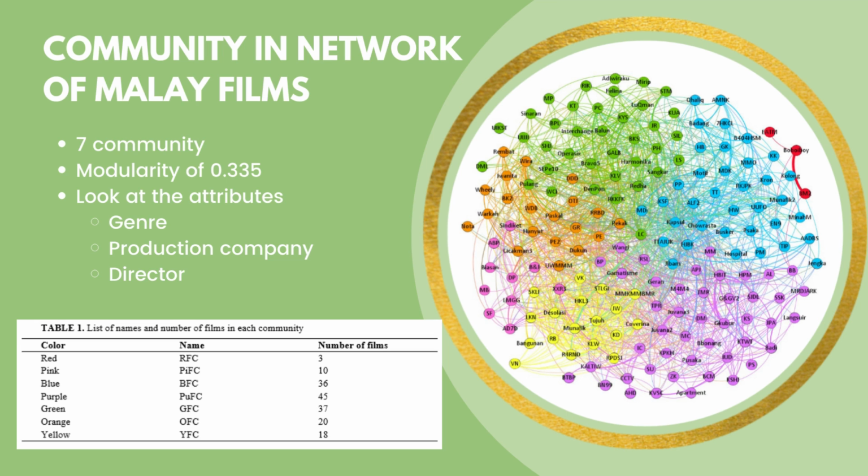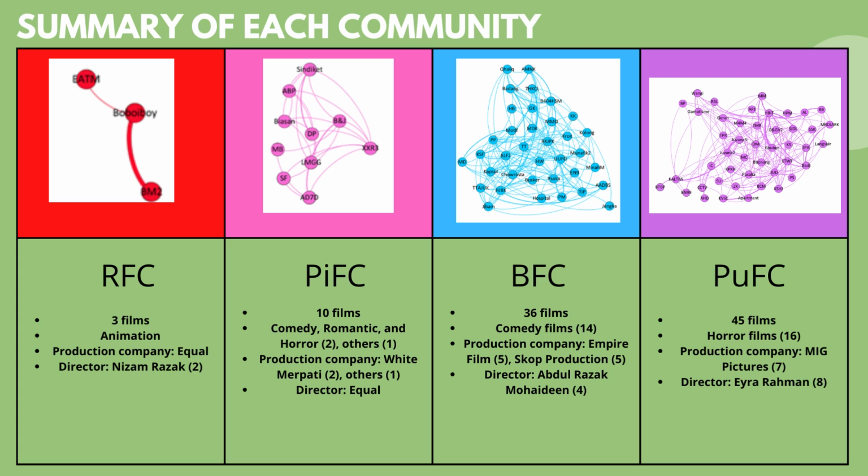So to determine the dominant characteristic of each community, we will look at their genre, director, and production company. The first community is a red color, which is RFC, which only has 3 films. The connection between Bobo Boy and BM2 has weighted edges of 7.